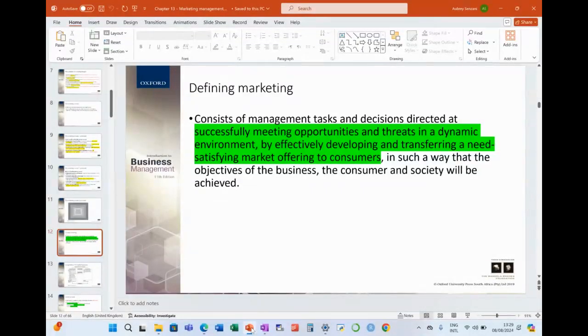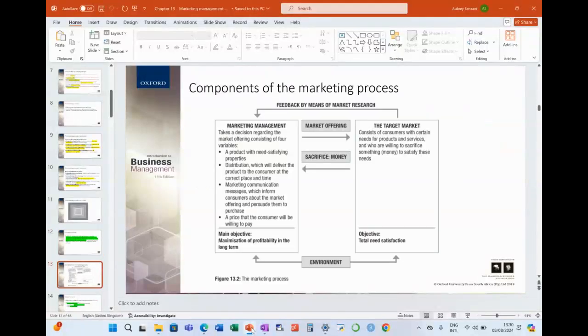So here we're not just saying, what is it that we need to sell? We're not just looking at reducing our operational costs and becoming more efficient. We're saying, how do we make sure that the business achieves its goals, the customer is satisfied, and we add value to society?